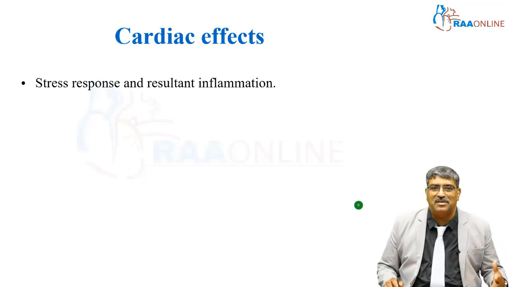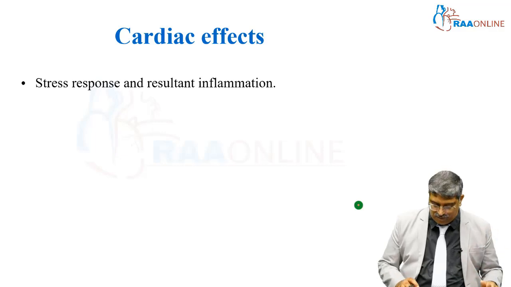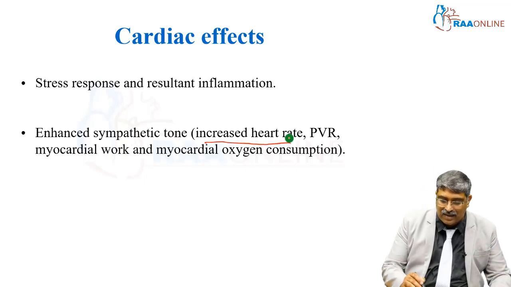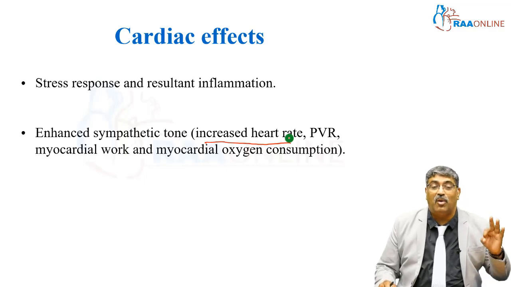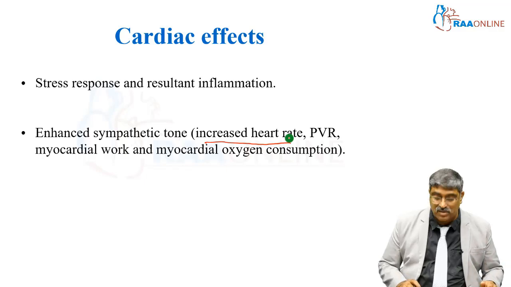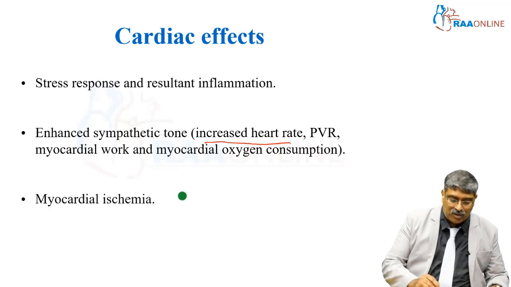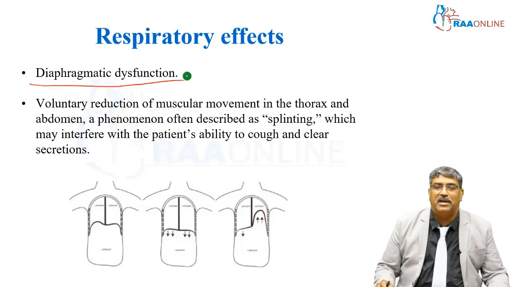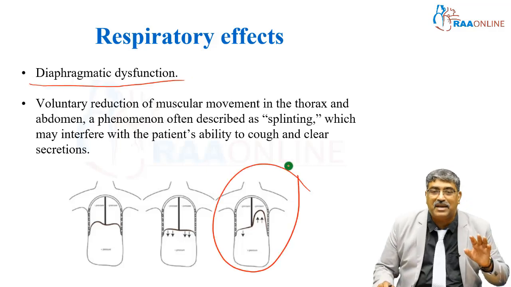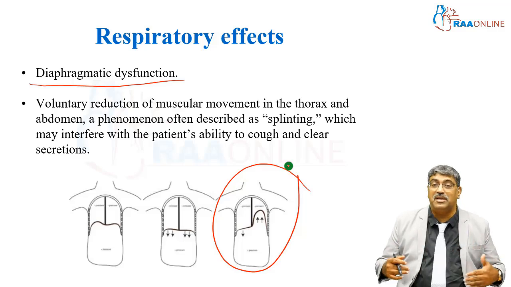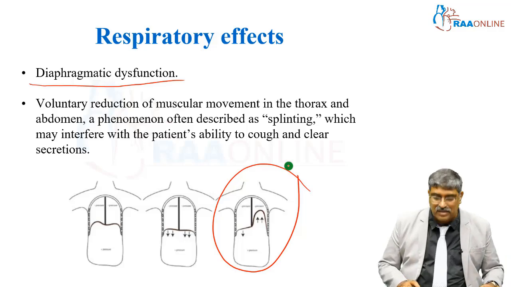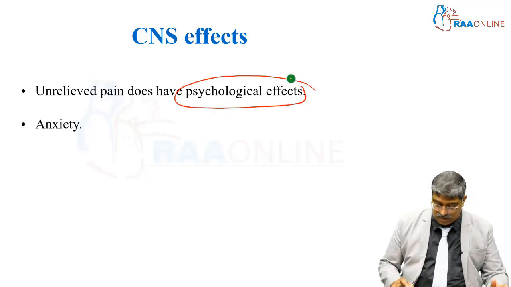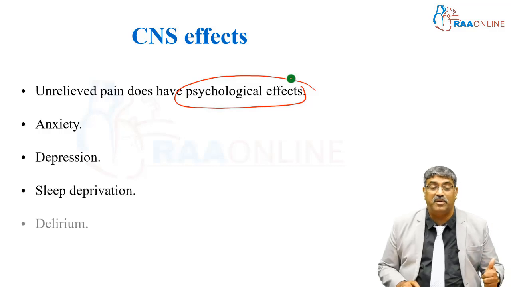It can induce a stress response and there is going to be release of inflammatory mediators. Your sympathetic tone is going to go up, which can increase the heart rate, your pulmonary vascular resistance, your myocardial work and increased myocardial oxygen consumption. All this can lead to myocardial ischemia. Coming to respiratory effect, there is going to be diaphragmatic dysfunction and diaphragmatic splinting, which may interfere with the patient's ability to cough and clear the secretions. Coming to central nervous system, it might have a lot of psychological effect. The patient might have anxiety, depression, sleep deprivation, delirium.